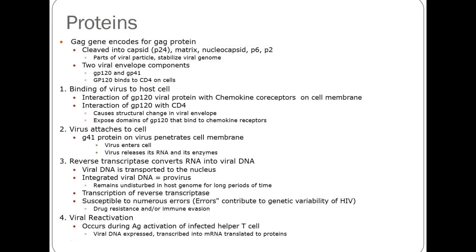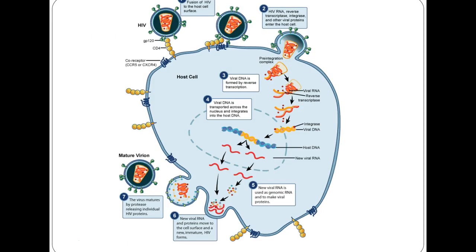Then we've got these steps that I just talked about briefly, and we'll have it again on the next slide. But the first thing is it binds to the host cell with that glycoprotein 120. It attaches to the cell, and the G41 protein penetrates the cell membrane. This is where the virus then enters the cell. It releases all of its RNA and its enzymes. Through the process of reverse transcriptase, it converts RNA into viral DNA using some of that cell's nuclear material.